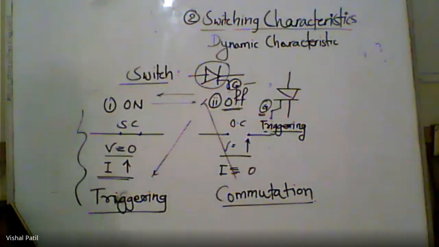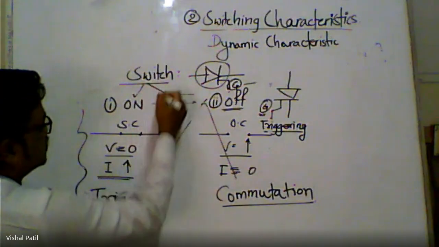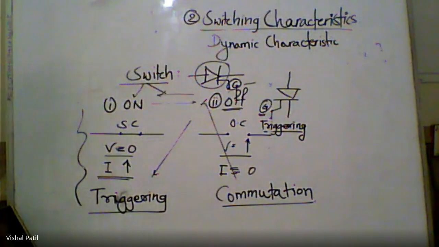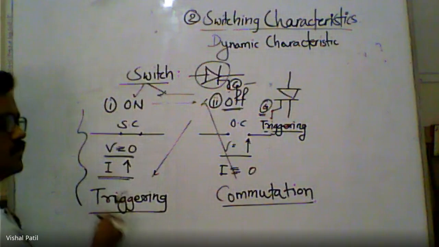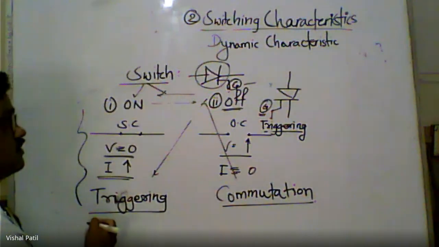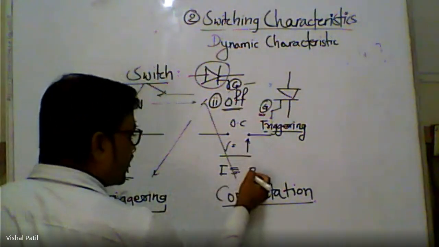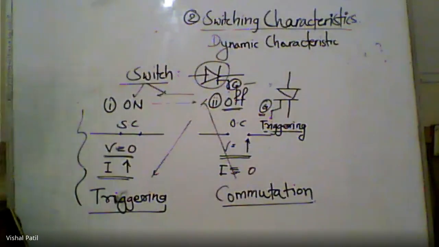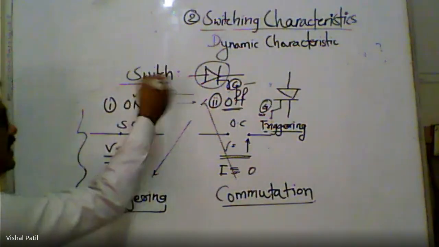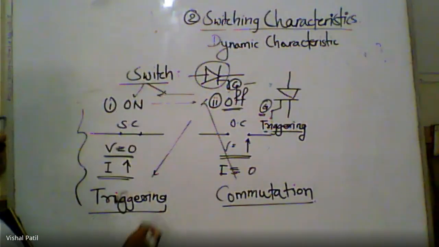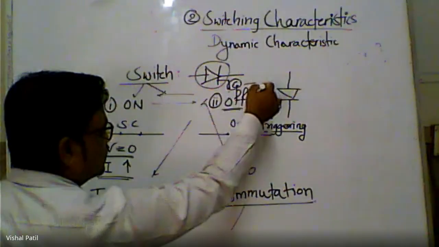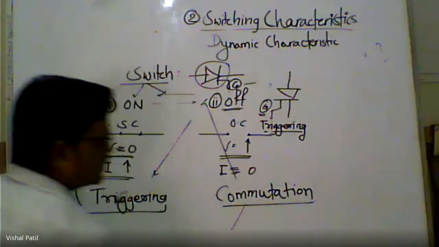Okay, now switch has two operations or two states, on and off. When switch is on, we get no voltage but there is a current. When switch is off, we get no current but there is a voltage. The process of making any device on, we call it as a triggering. The process of making any device off, we call it as a commutation.